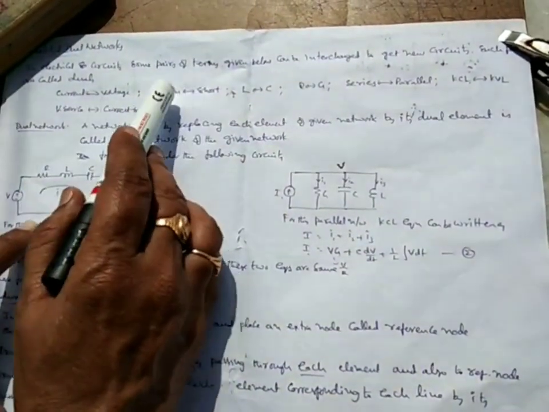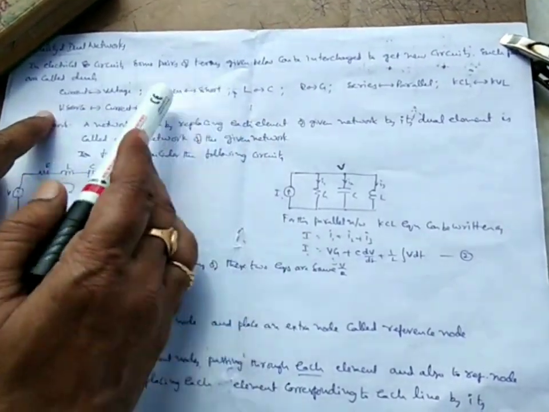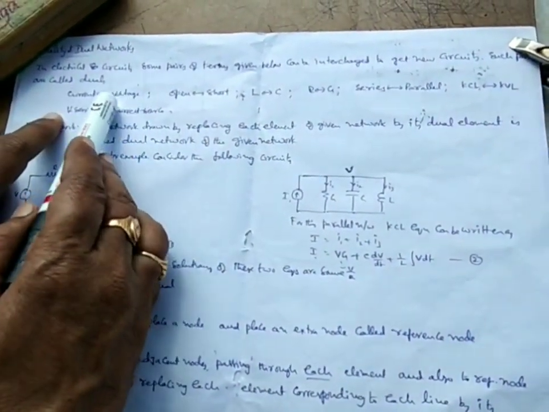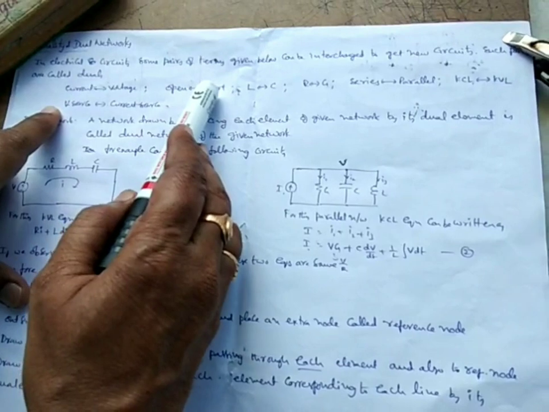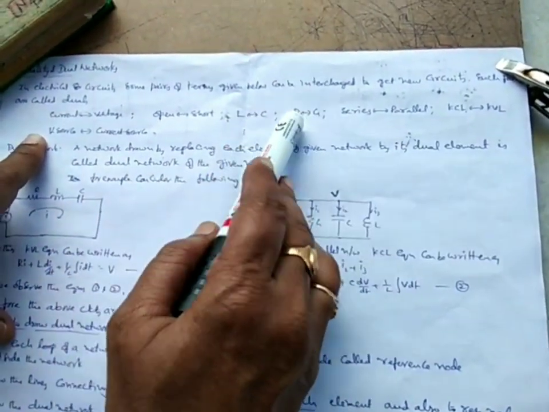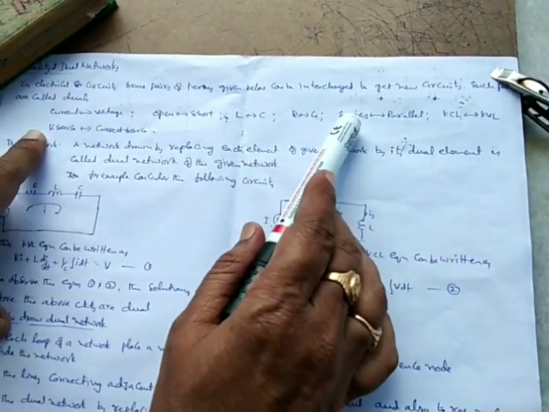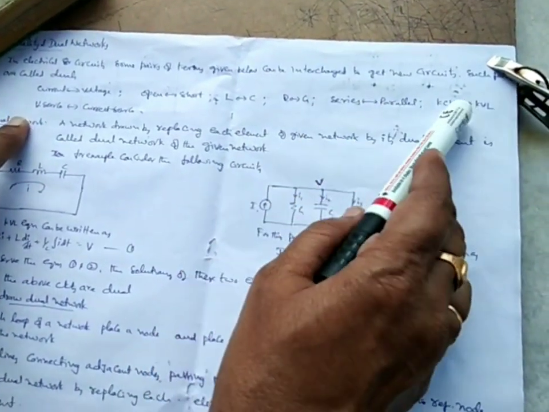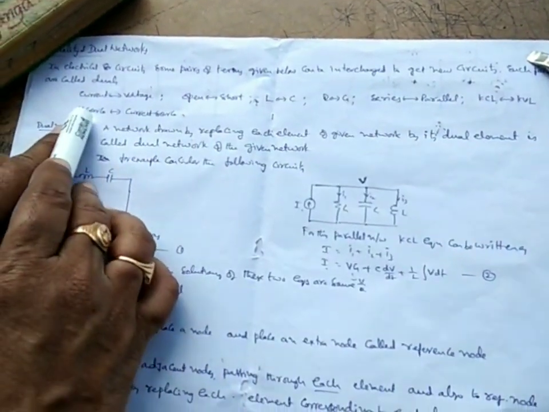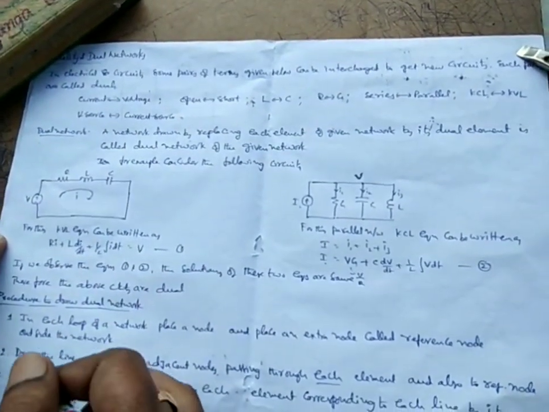You can see some pairs of dual terms. As I said, current and voltage, these two are dual terms. Open and short. L, inductor, the dual is capacitor, C. For resistor, the dual is conductance, G. For series, the dual is parallel. For KCL, KVL. And for voltage source, current source is the dual. These are the dual pairs.